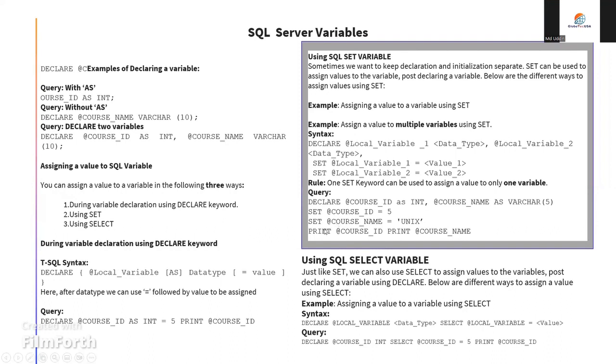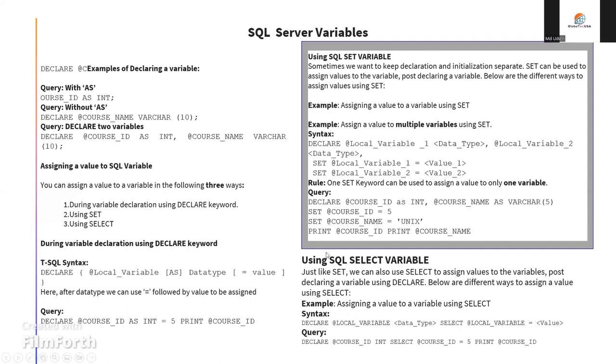And set is like setting the variable to its value. Declare is a command we use for declaring a variable as a local variable. Without declaring, you cannot use those variables in your procedure. You cannot use set course ID as 5 if you don't declare it first. So you have to declare the variable first, then you can use those variables in your procedure with other commands. Clear? Yes.